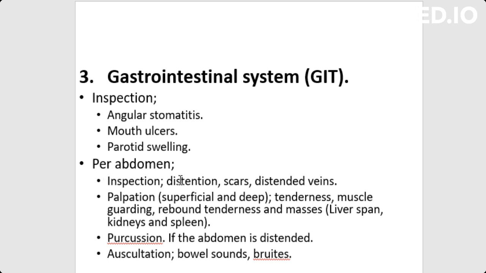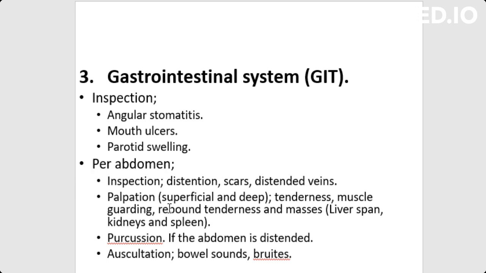Moving to per abdomen, you need to inspect for any distension of the abdomen, any scars, traditional or surgical scars, and also look for distended veins. From your anatomy, caput medusa is an indication of portal hypertension, if there are distended veins on the abdomen.